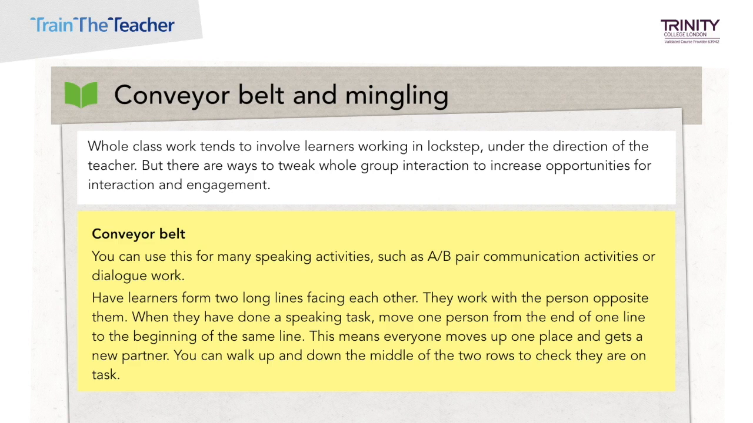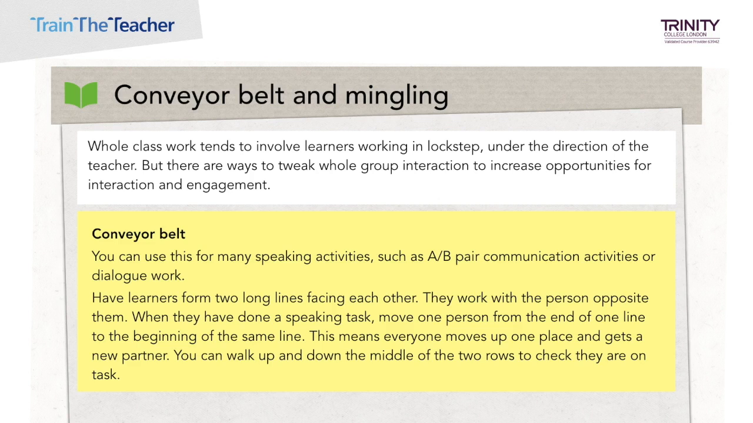You can use this for many speaking activities, such as A-B pair communication activities or dialogue work. To do this, have learners form two long lines facing each other. They can stand or sit. They work with the person directly opposite them. When they've completed the speaking task, they move one person from the end of the line to the beginning of the same line. This means everybody works with everybody in the whole group.